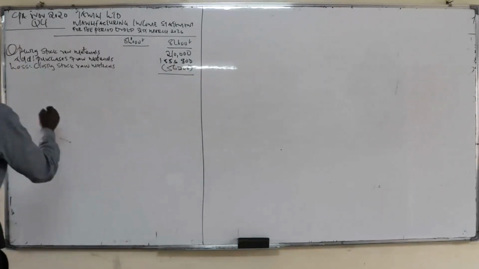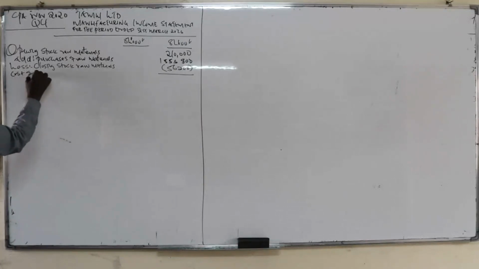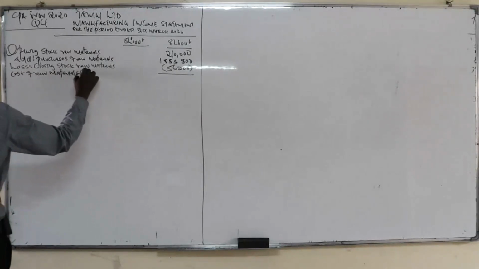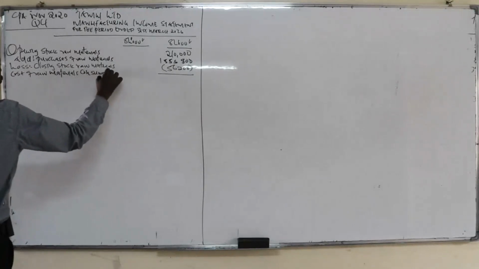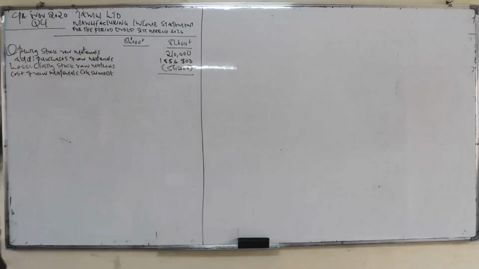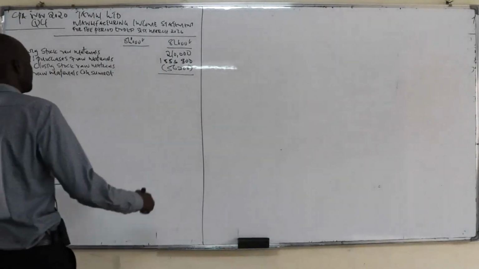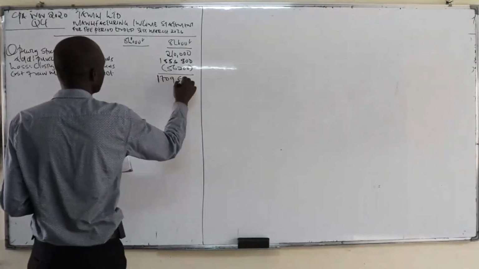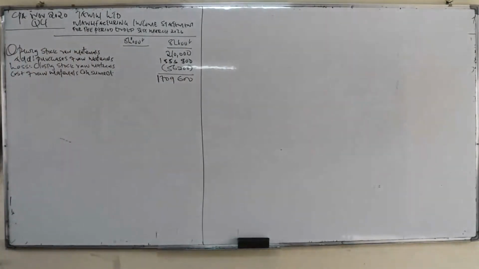So now we get the cost of raw materials consumed. You add the opening stock plus purchases minus the closing stock, and you get the material that was used in the production. How much is it? 1709,600. Is it correct? So that is the cost of raw materials consumed.